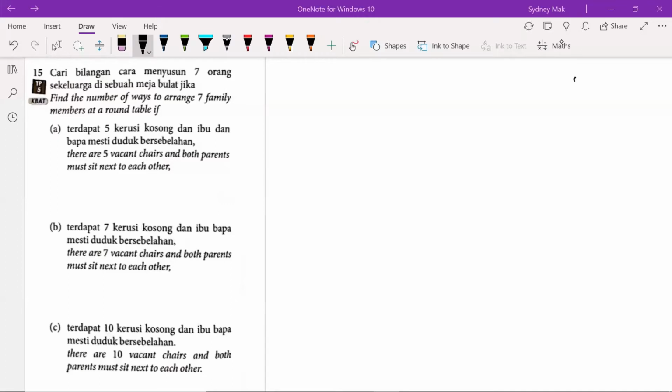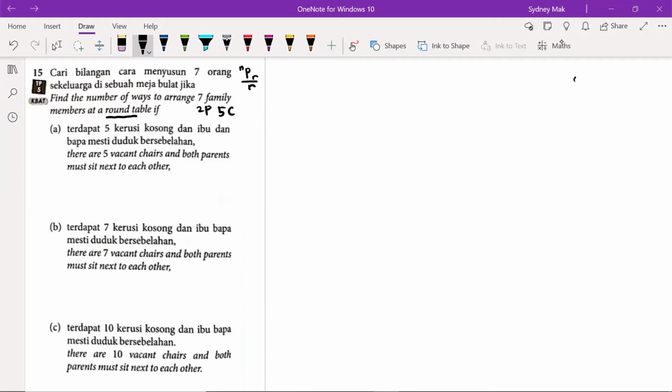Hi everyone, this is practice formative of chapter 4, question number 15. In this question, we need to find the number of ways to arrange 7 family members at the round table. At the round table, our formula will be either nPn divided by n or nPr divided by r. Now over here, we have 5 vacant chairs and both parents must sit next to each other. So these 7 family members, we will have 2 parents and 5 children.